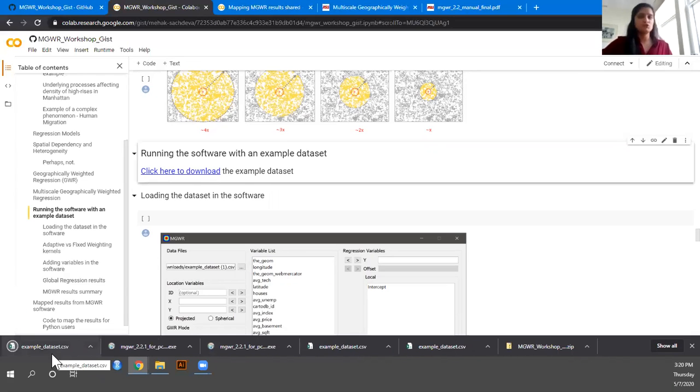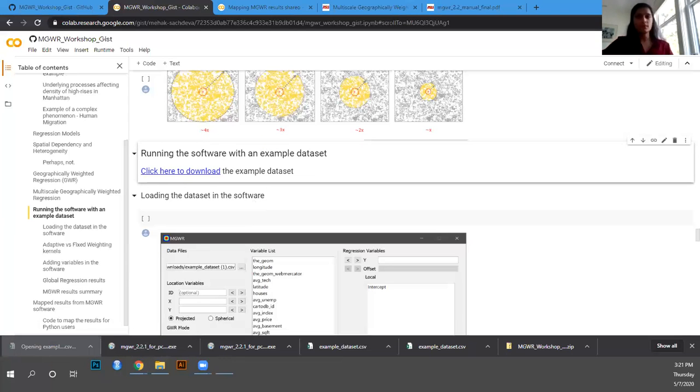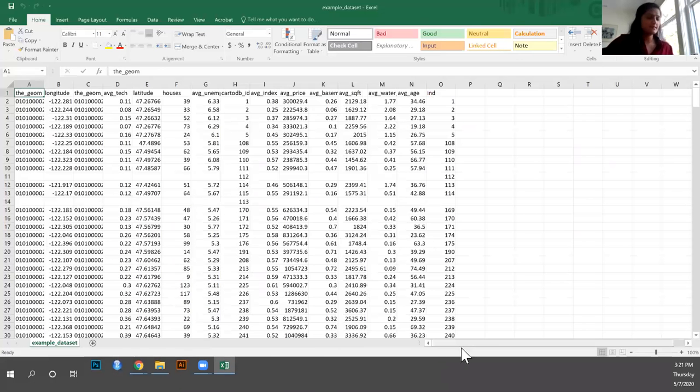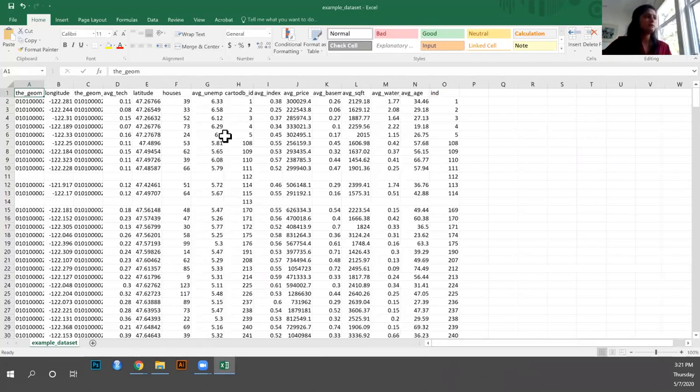If you just click it, it should directly download as a CSV file on your system, and it will probably be in the downloads folder or wherever you set it up to be. If we open it quickly, this is a hedonic house price data set for the King County region, where Seattle and Bellevue and Redmond are in Washington state. And it is at the census tract level.